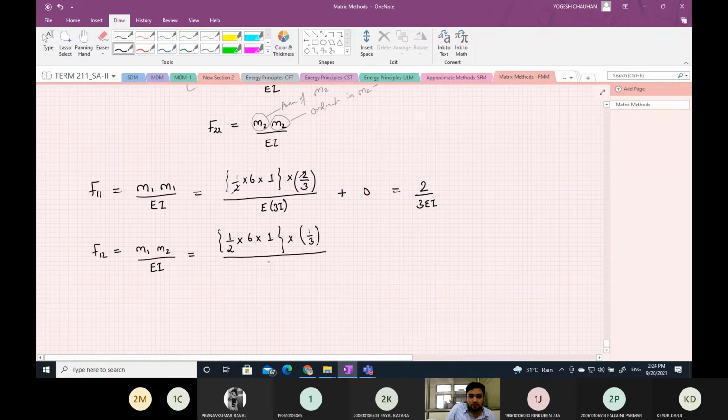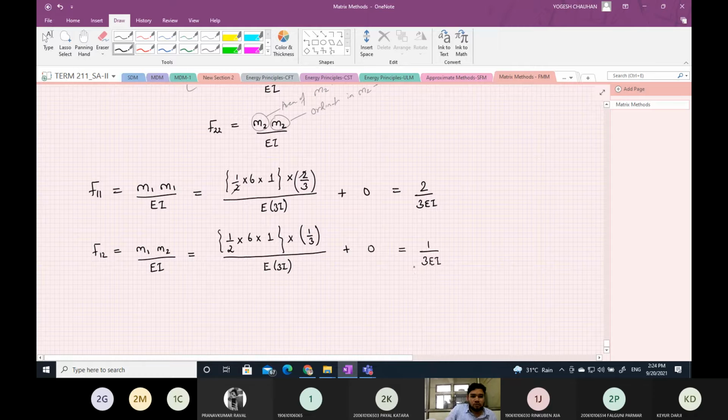Whole divided by, this is the first segment, the EI of which is 3 EI. Okay, now for the second segment, the area of M1 diagram is 0. So 0, it will be plus 0 only. So you will have 1 by 3 EI.